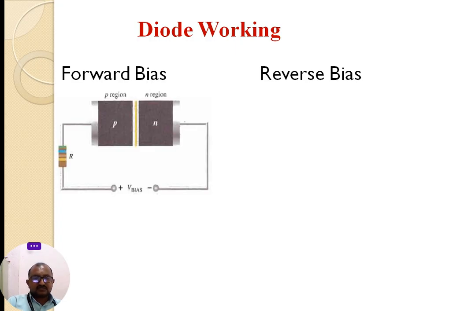In forward bias condition, a large amount of current can flow through the diode. In forward bias condition, the width of the depletion layer decreases, which means current can flow in a forward bias condition.